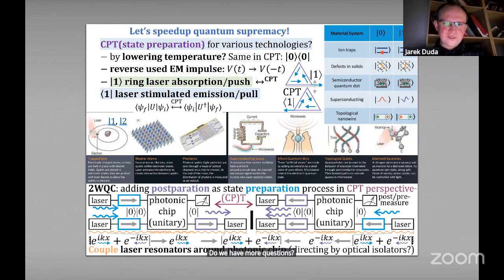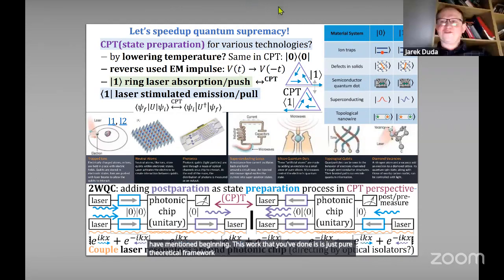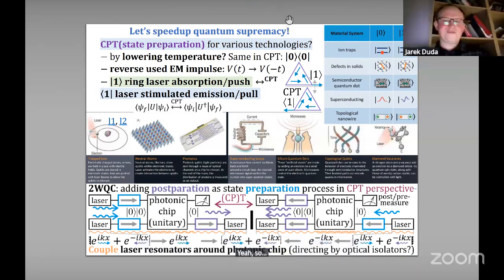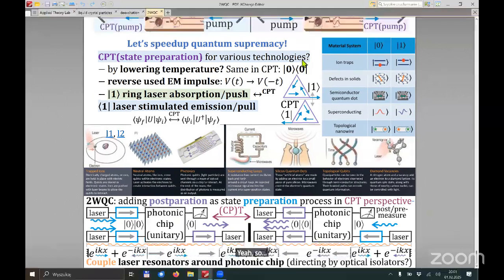Negative mass particles. So yes, I have just another question. I just wonder, maybe I missed it. You might have mentioned at the beginning, this work that you've done is just a pure theoretical framework. Has there been any experimental work to see the feasibility of this theory?